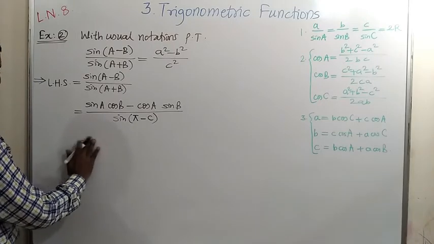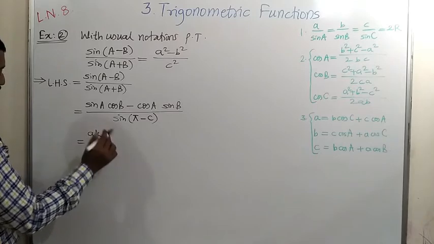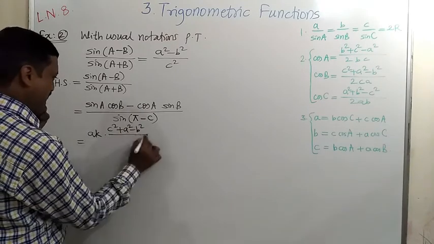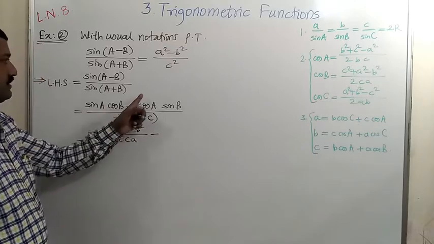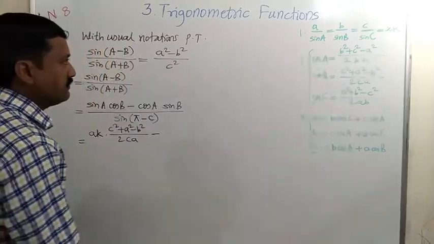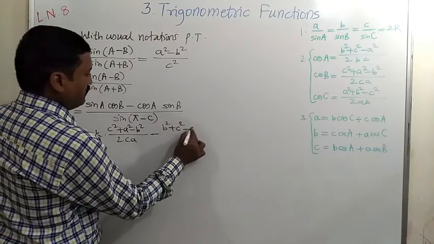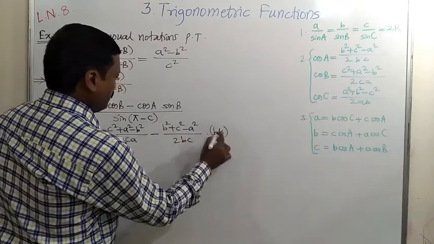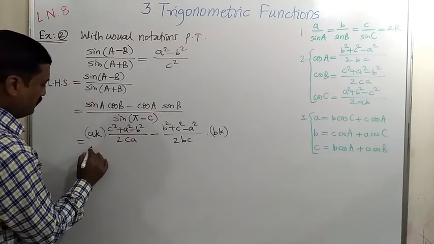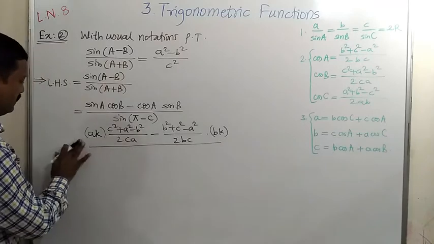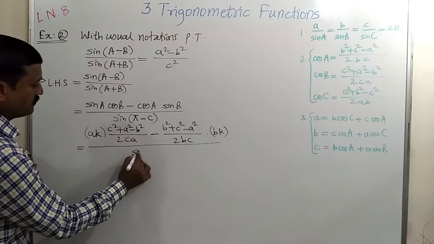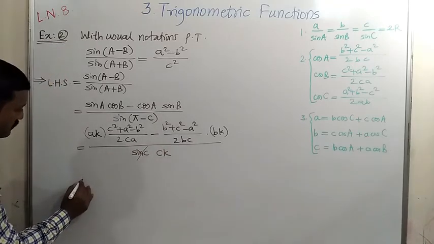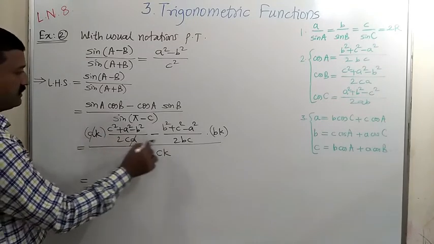So you get here sine a is equal to ak into cos b, which is c square plus a square minus b square upon twice ca, minus cos a, the formula is b square plus c square minus a square upon twice bc, into sin b, which is nothing but bk. Now the whole is divided by sin of pi minus c, which is nothing but sin c, and this sin c can be written as ck.